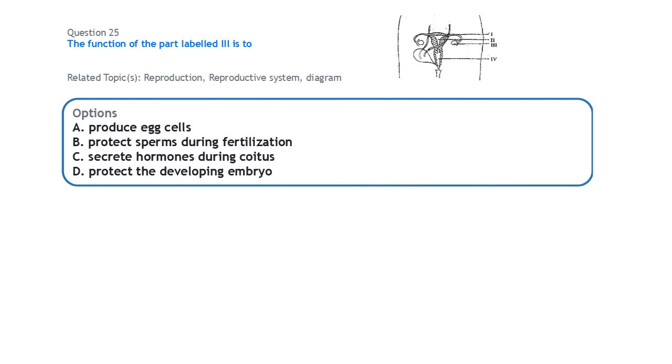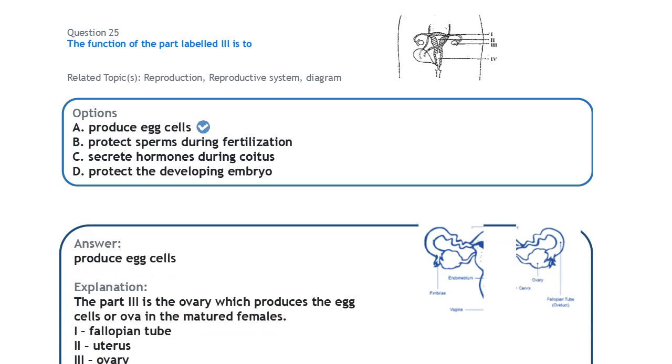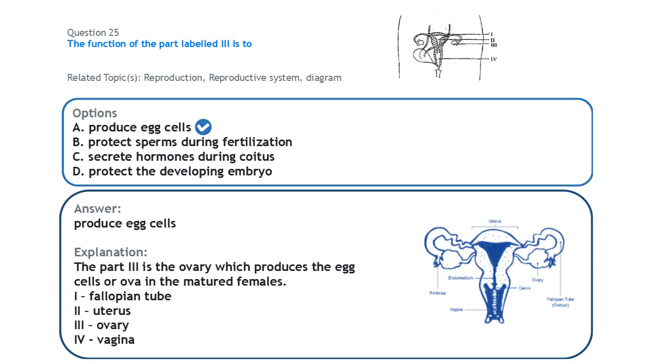Next, also on reproduction, using the same diagram, the function of the part labeled III is to, so the part labeled III is the ovary, and the ovary produces egg cells, that is the ova, in the female animals. It also functions in the production of the hormone called estrogen, the sex hormone in the female.